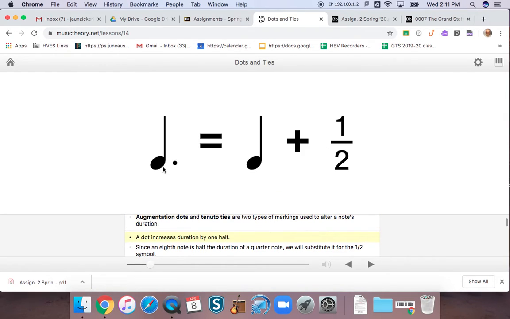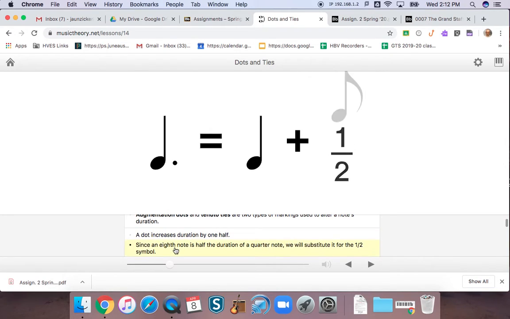If we have a dot next to a note, we add another half of a beat to it. So whatever this quarter note is, we add half of it. So we know a quarter note is 2 eighth notes, so we're going to add another eighth note to it. And that's what that little dot tells you to do.